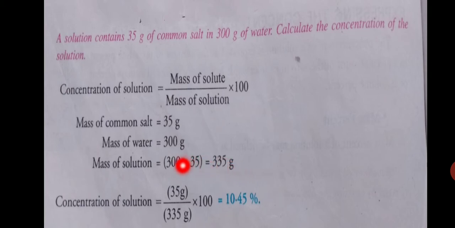Understood? So how do you find the mass of the solution? Why are we finding the mass of the solution? Because in the equation it is given as mass of the solution. So we have to find the mass of the solution. How do you find it? By adding the mass of the solute and the mass of the solvent, we get the mass of the solution.